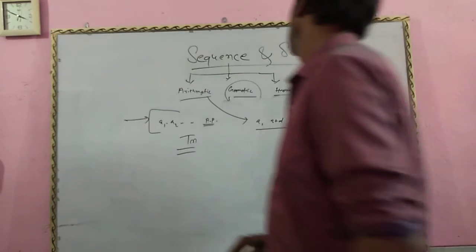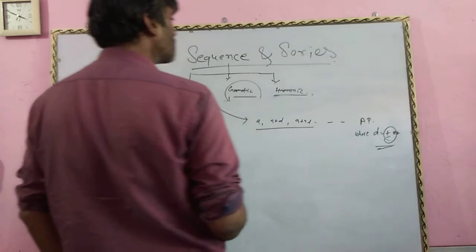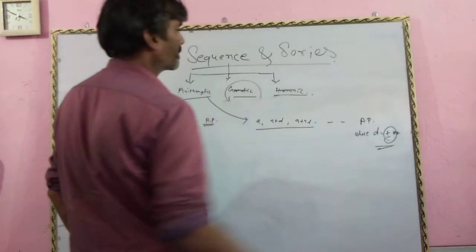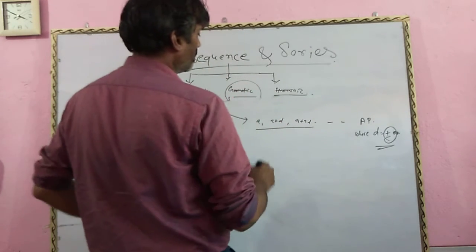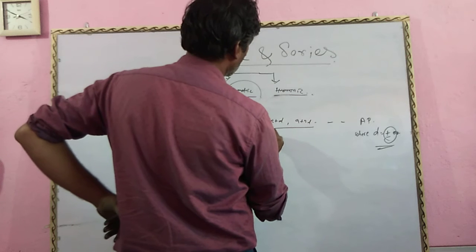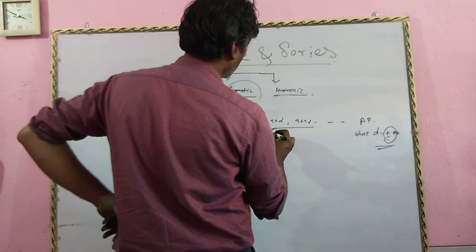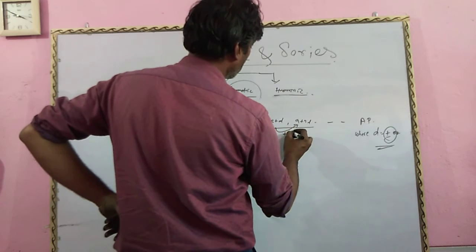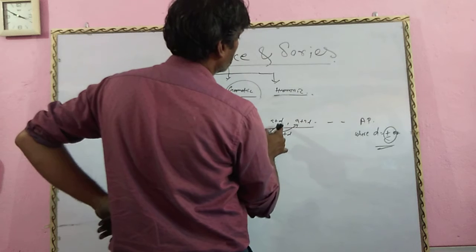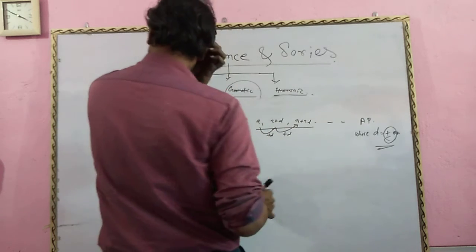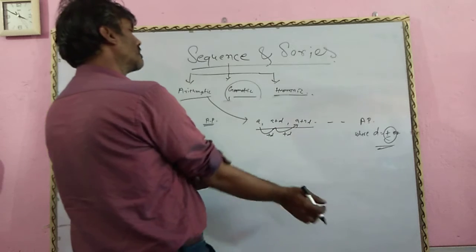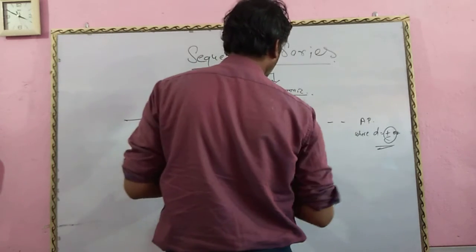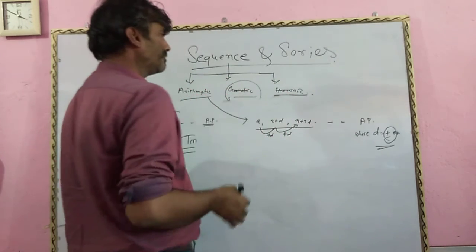Means you can add or subtract some fixed number to the previous term. Here you are adding D each time: A, A plus D, A plus 2D. In this way it is progressing, so it is called arithmetic progression. Actually, the manner of progression is arithmetic.